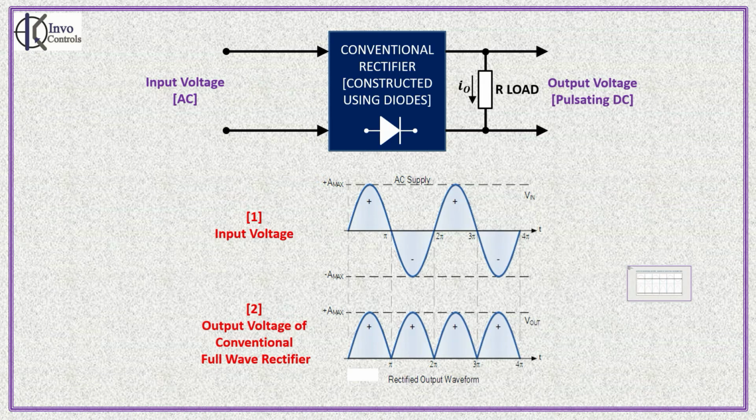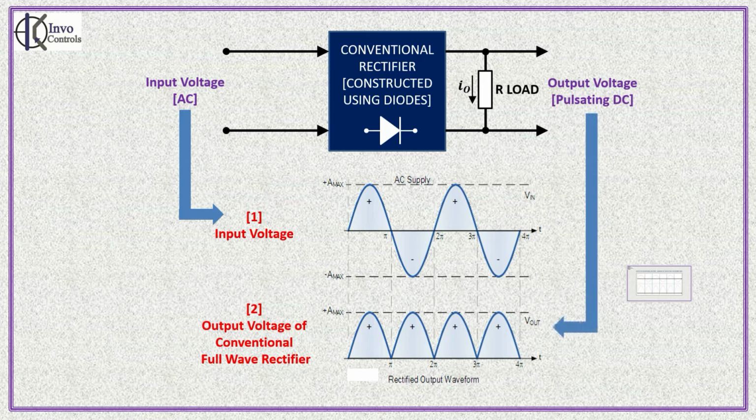The input to the rectifier is AC voltage, which may be derived from the AC mains supply. The rectifier converts this AC to pulsating DC, which is the rectification operation. In other words, the output voltage is a pulsating DC.